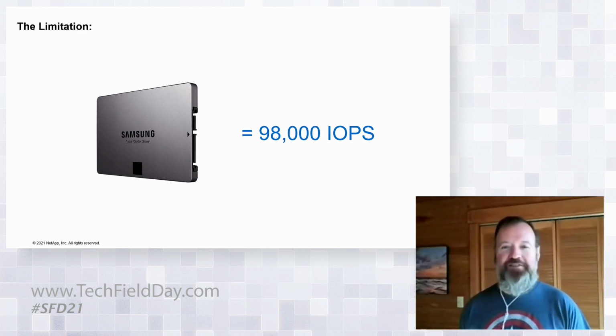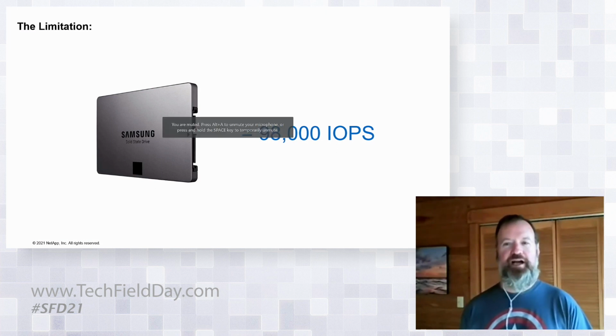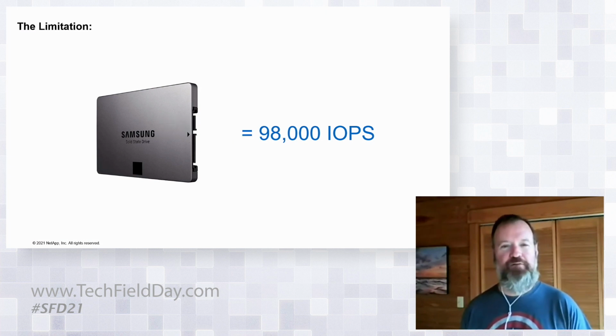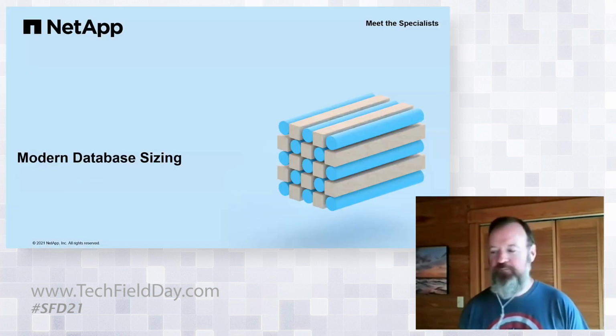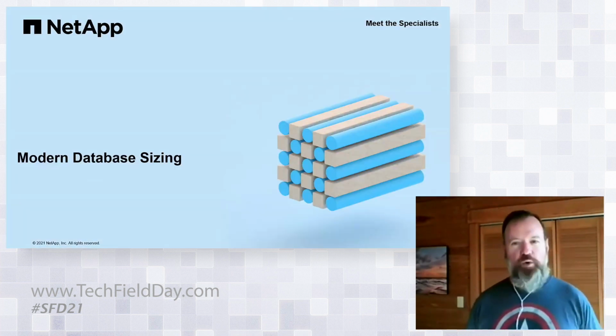Now, it's not possible to have in a storage array with one drive that's going to be able to push 98,000 IOPS. But the point is the drives are ridiculously powerful and they're not the limitation anymore. So now what do we do?